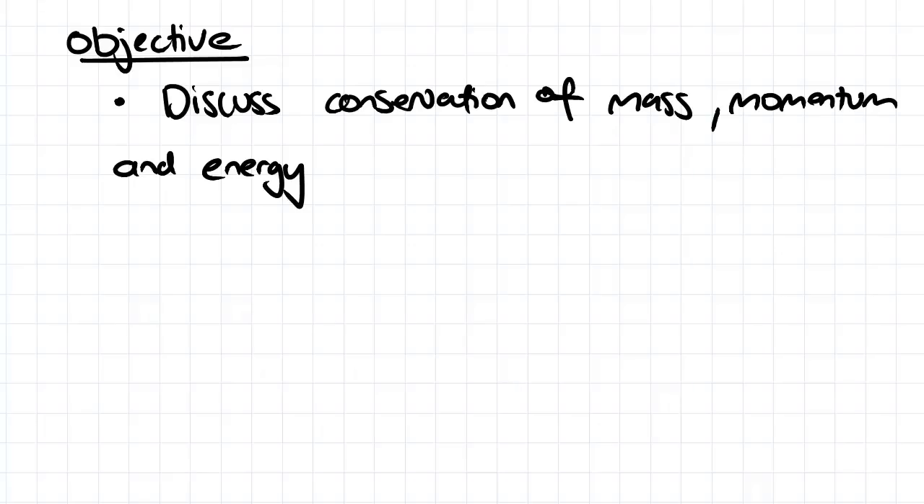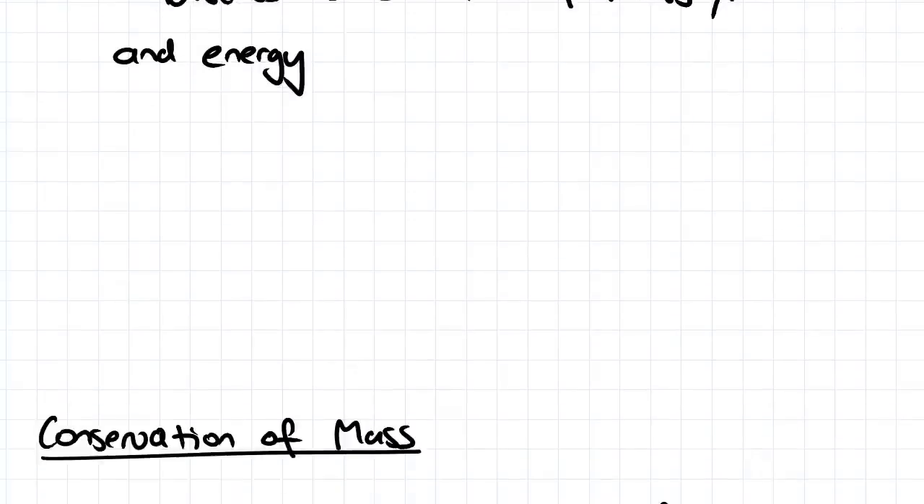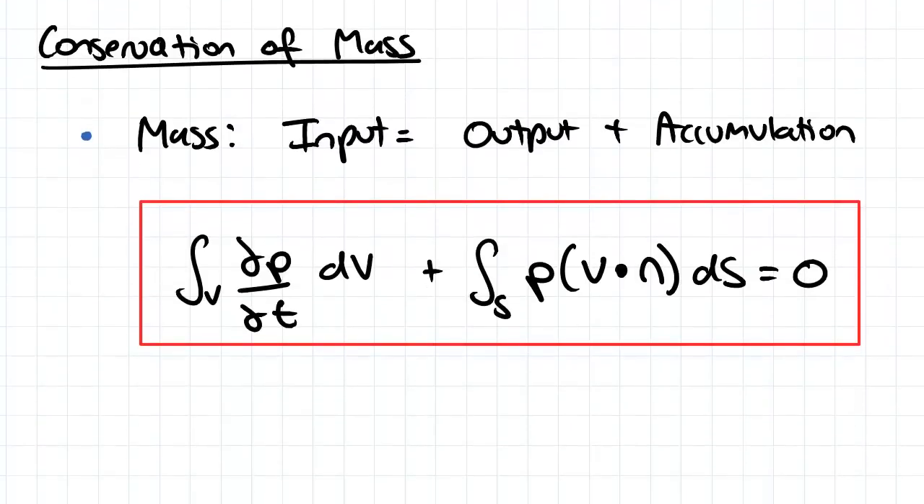Hey guys, the objective for this video is to discuss conservation of mass, momentum, and energy. So when looking at the conservation of mass, the mass input is equal to the mass output plus the amount of mass that accumulates within our volume. So each of these terms here is equal to the change in the mass, and the change in the mass has to be equal to 0.